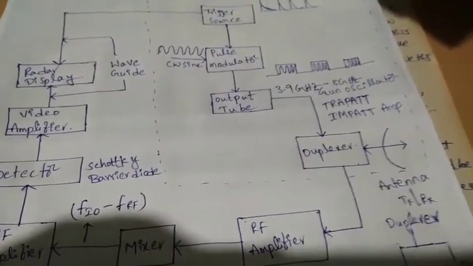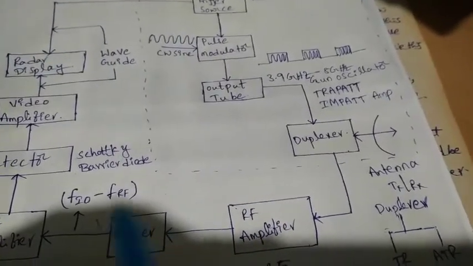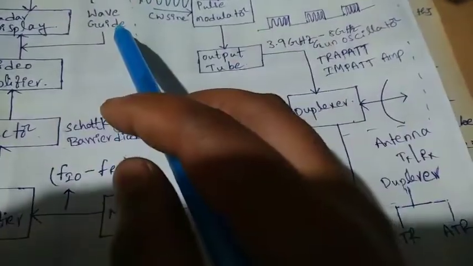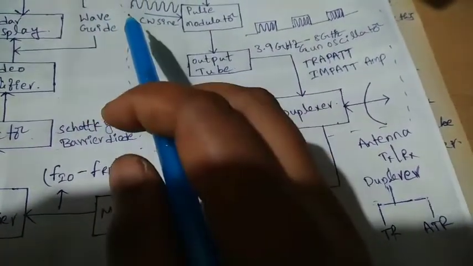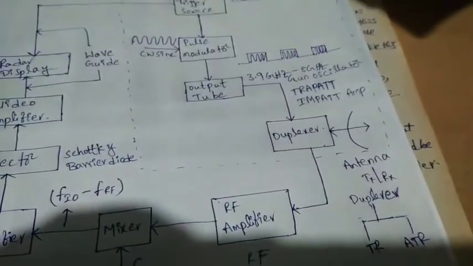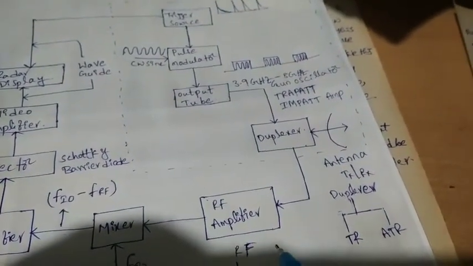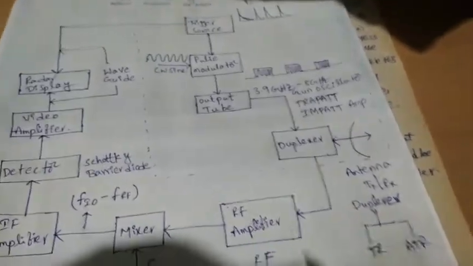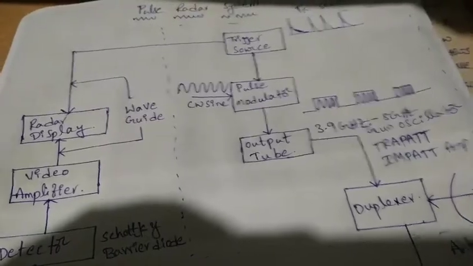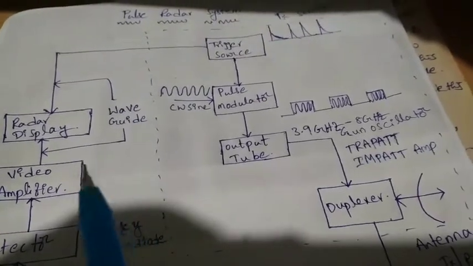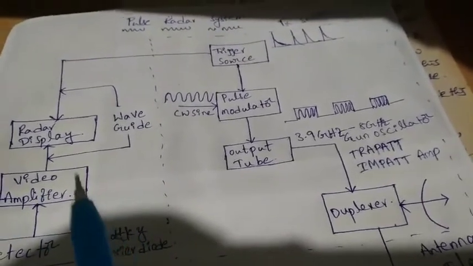The interconnections of all these devices are made by waveguides, since the signals are in the gigahertz frequency range, so normal coaxial cable cannot support them. So all these devices are connected with waveguides. Finally, the radar display is used to represent the signals received by the superheterodyne receiver.